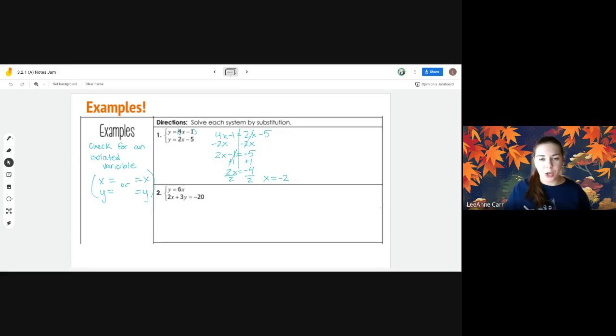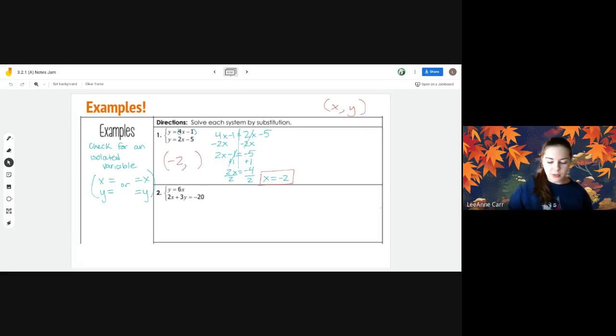Okay, so I solved my equation, but I want to pause to think about what this is. So a system of equations, we said your answer has to look like x comma y. So what I've done, I've found my x value. That means in my ordered pair, I can put that number in x's place.